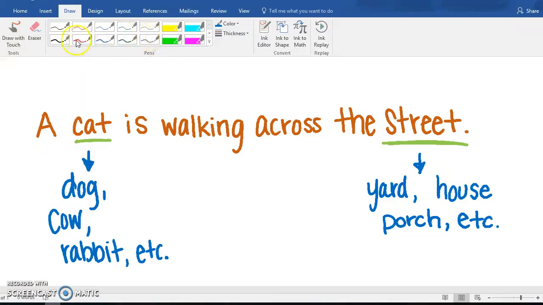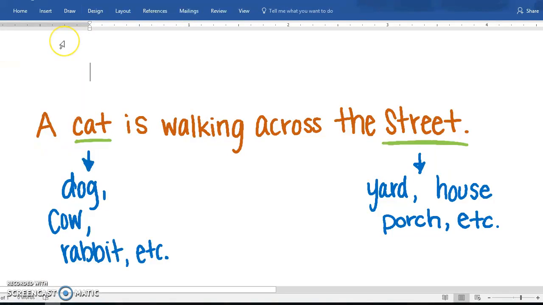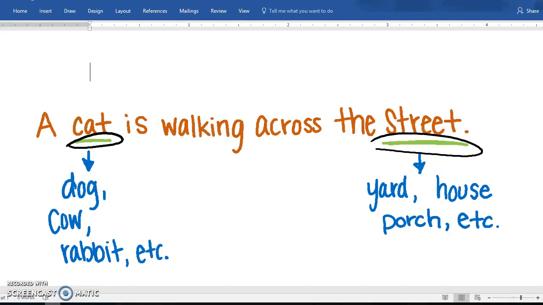So it says a paragraph, but I wasn't going to write out a paragraph. So it says, a cat is walking across the street. So the student would have to change the underlined words, which are cat and street. I just picked two. Some could be longer, so they could do walking too. So the cat could be changed to basically anything.